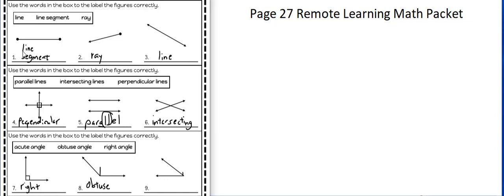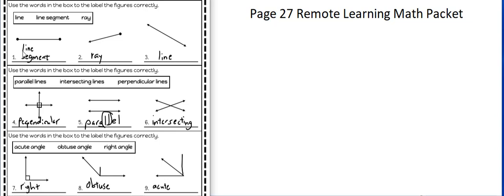So if that was a right angle, it would be about there. So this is smaller or less than 90 degrees, and it is an acute angle. So an acute angle is an angle that is less than 90 degrees.